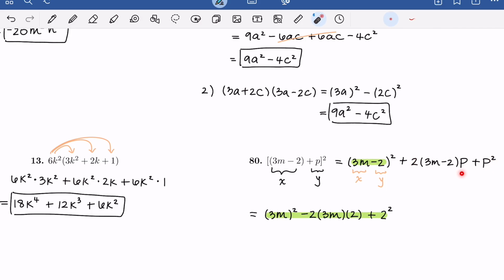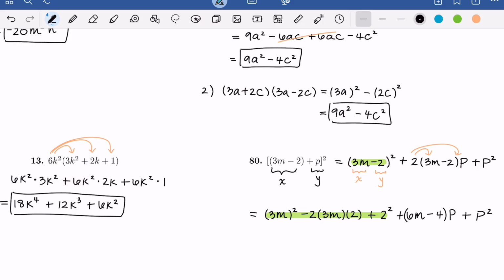Now we still have to deal with these here. In order to simplify this, we are going to distribute this 2 to both terms in our parentheses. 2 times 3m gives us 6m, and then we have 2 times negative 2, so minus 4. Now notice we still have this p on the outside, so this p is going to multiply everything in the parentheses here. First we distributed this 2, and now we're going to distribute this p to whatever product we got after distributing the 2. And then our last term here is going to be p squared.